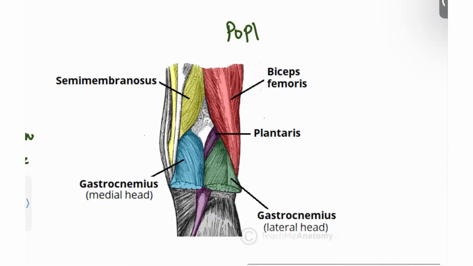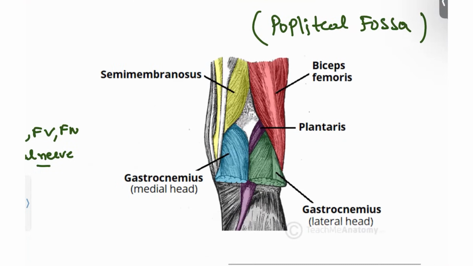Next one, the popliteal fossa. In the popliteal fossa, again we need to remember the borders and its main contents. In the popliteal fossa there are four borders. On the medial side is the semimembranosus muscle, and on the lateral side there is the biceps femoris. On the lower side, medially and laterally, there are the calf muscles, the medial and lateral heads of the gastrocnemius. Medially semimembranosus and laterally biceps femoris.